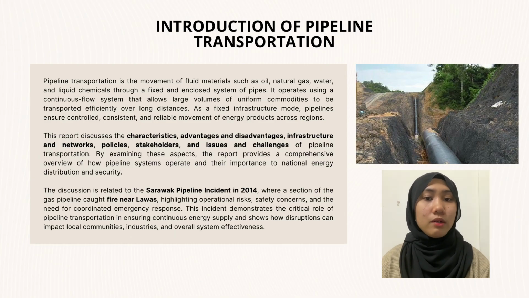This topic is connected to the Sarawak pipeline incident in 2014, where a section of the gas pipeline caught fire near Lawas. The incident showed the operational risk, safety concern, and the importance of having a strong emergency response. It also highlights how pipeline disruption can affect communities, industry, and the overall effectiveness of the energy system.